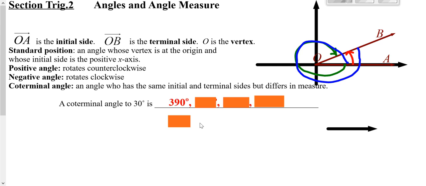You could go around any number of full revolutions forward or any number of full revolutions backwards. So another coterminal angle would be this, going around a second time rather than just once. Or if we were at 30 degrees and then went backwards a full revolution, that would be at negative 330 degrees. Or if we went backwards twice, it would be at negative 690.